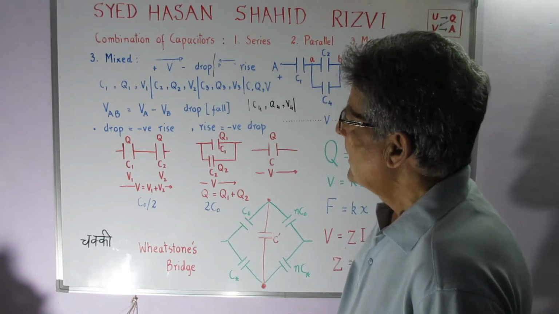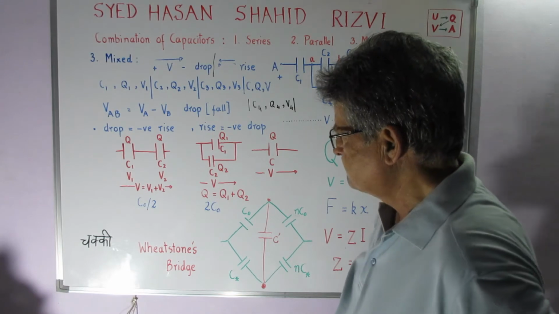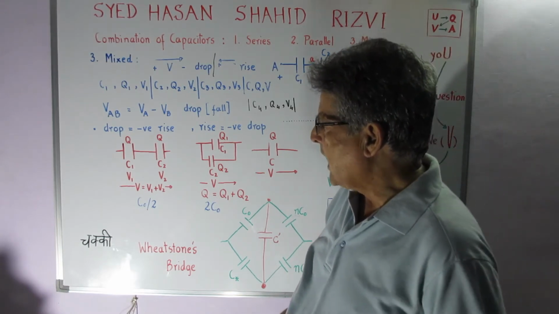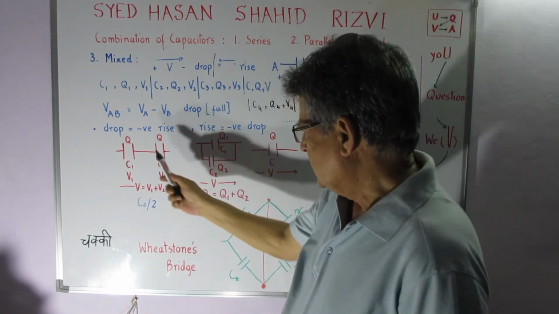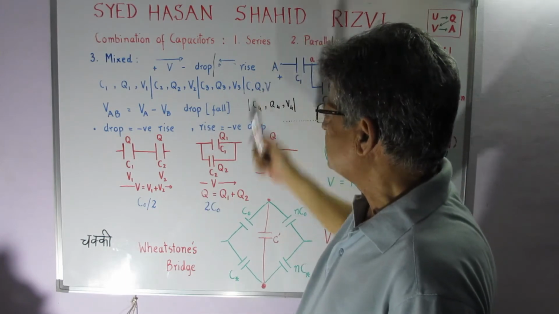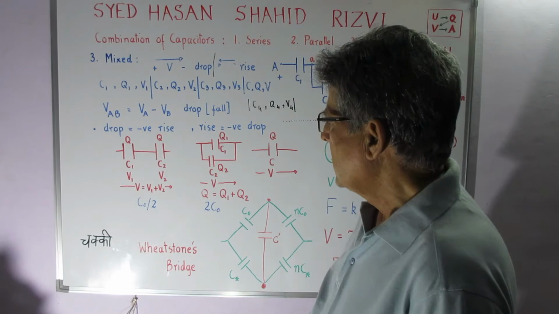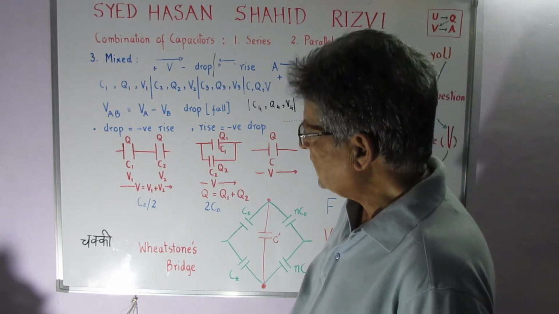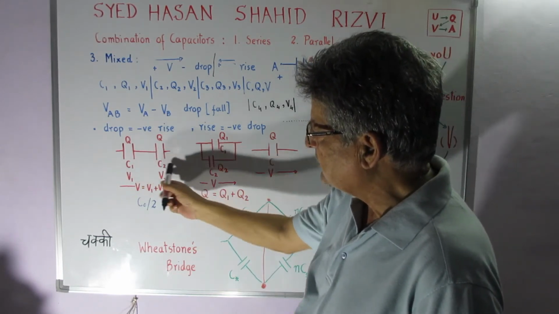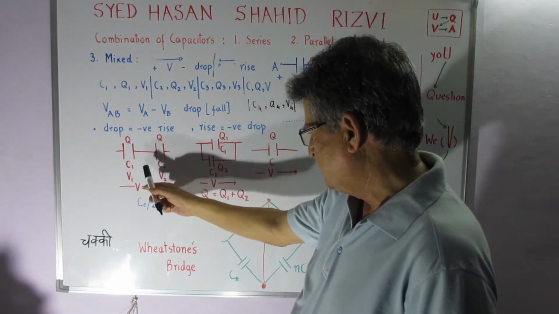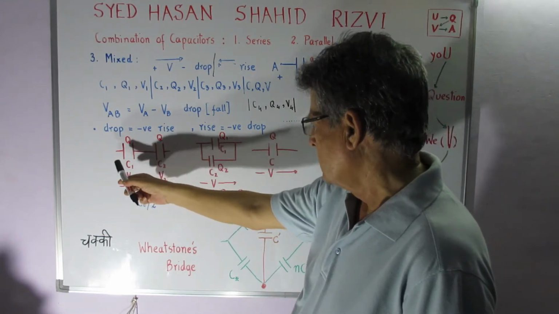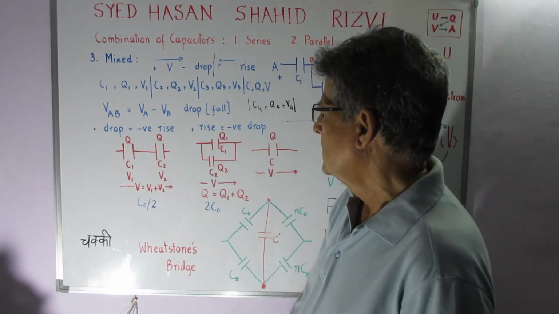Now to solve this, and before I arrive at that, let's take what we have learned in the case of the series combination of two capacitors. In the series combination of two capacitors C1 and C2, we have potential drops V1 and V2.